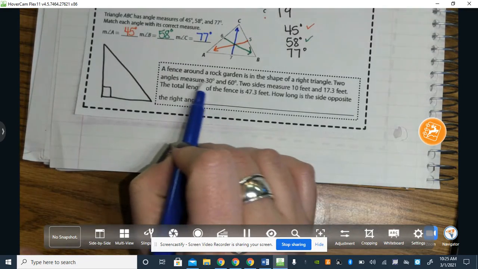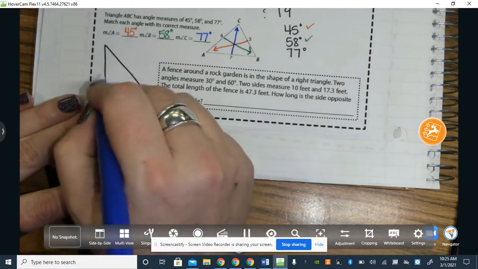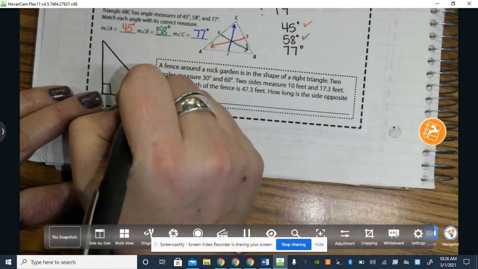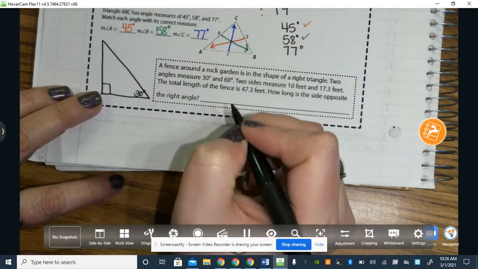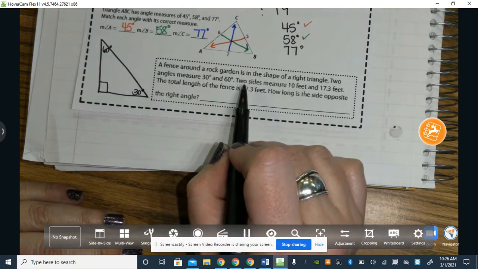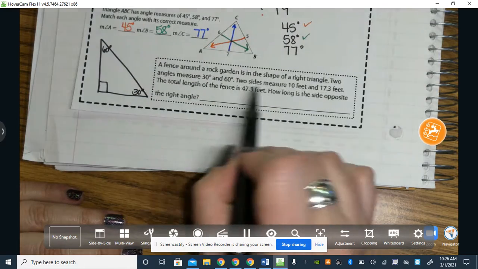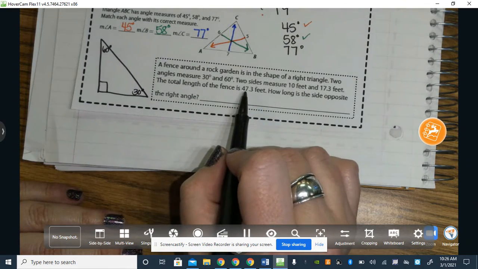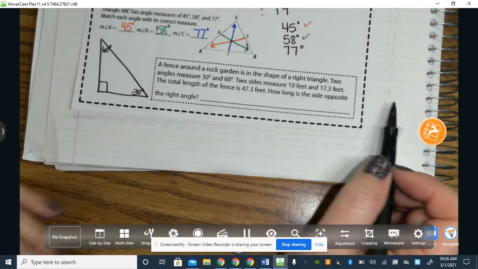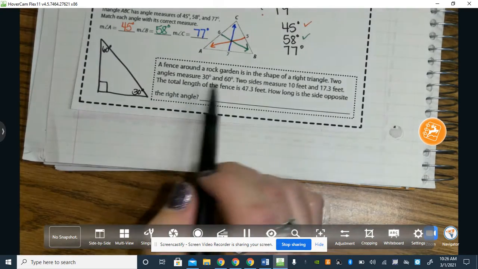Okay? Two angle measures are 30 and 60. Well, I know if this is 90 degrees, the bottom square cannot be 30 or 60. So that's 90. So I'm going to put 30 at the bottom, and up at the top, I'm going to put 60 degrees. Okay? Two sides measure 10 feet and 17 3/10 feet. The total length of the fence is 47.3 feet. How long is the side opposite the right angle?